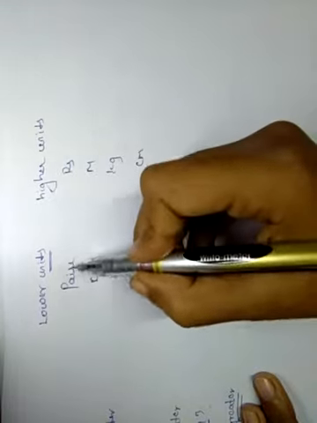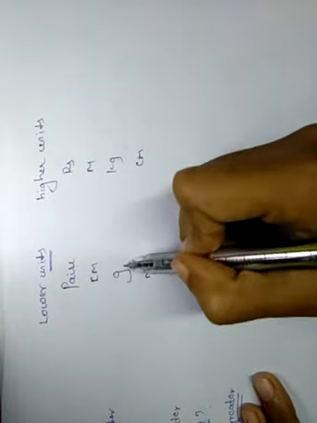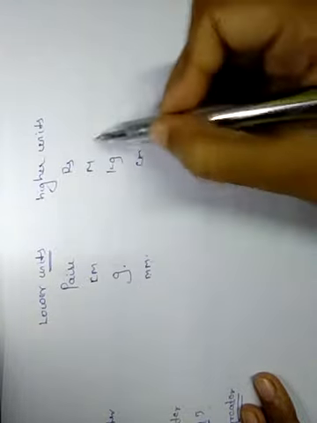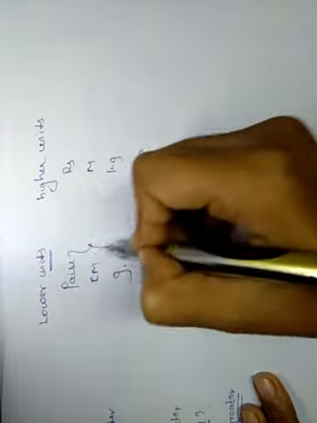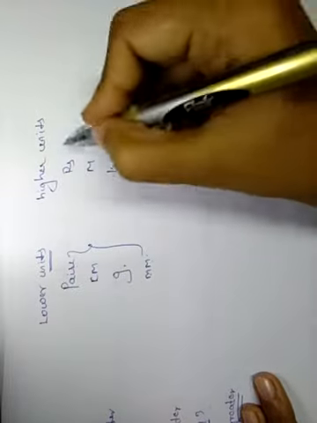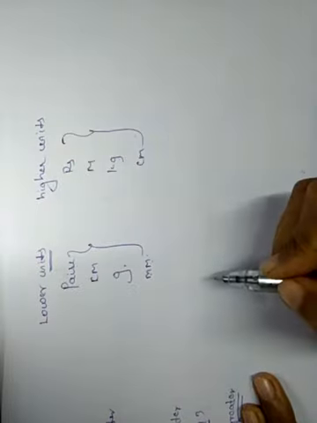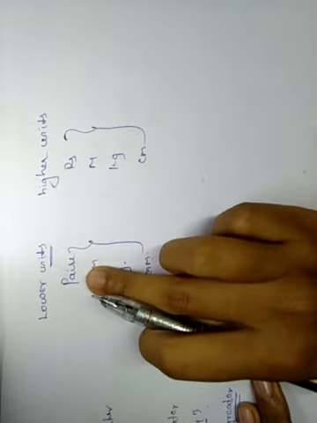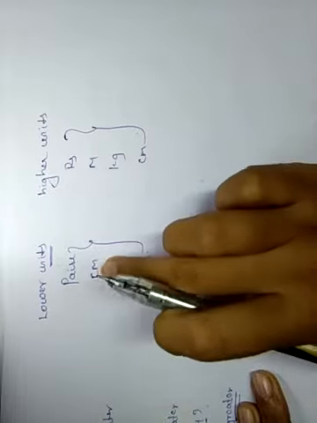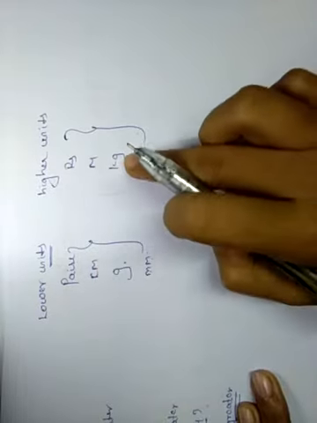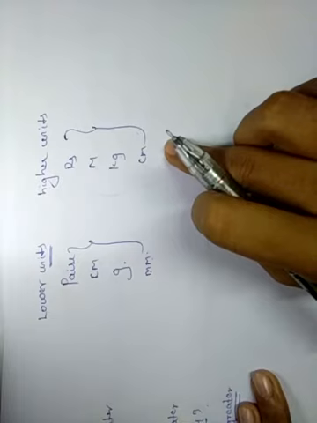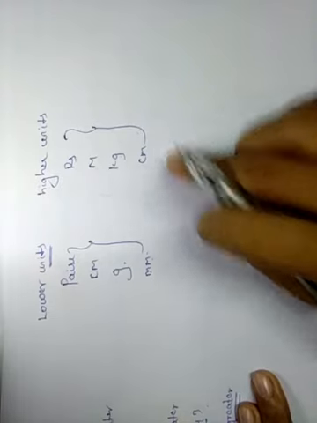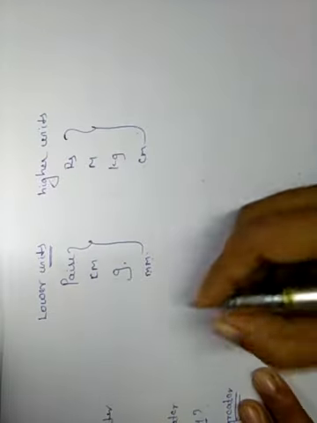Lower units means paisa, centimeter, gram, millimeter are the lower units. When we compare these units with these units, these are the lower units and these are the higher units. Right? Now we have to convert these lower units, means paisas to rupees, centimeter to meter, grams to kg, millimeter to centimeter. Now let us know how to convert some lower units to higher units.